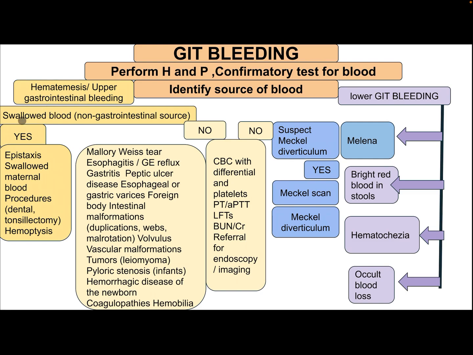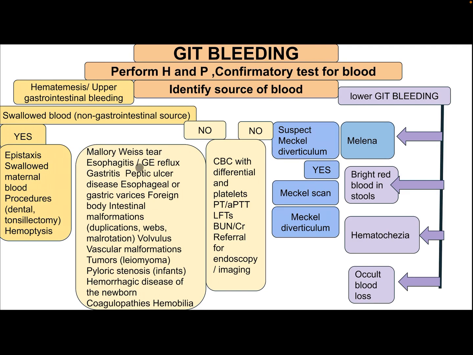If it is upper GIT bleeding, hematemesis, is it swallowed blood, a non-GIT source? If yes, differential diagnosis: epistaxis, swallowed maternal blood, procedures like dental procedure or tonsillectomy, and hemoptysis. If it is not swallowed blood, or if there is no suspicion of Meckel diverticulum, send the patient for CBC with differential and platelets, PT, PTT, APT, liver function test, blood urea, creatinine, and refer for endoscopy and imaging.